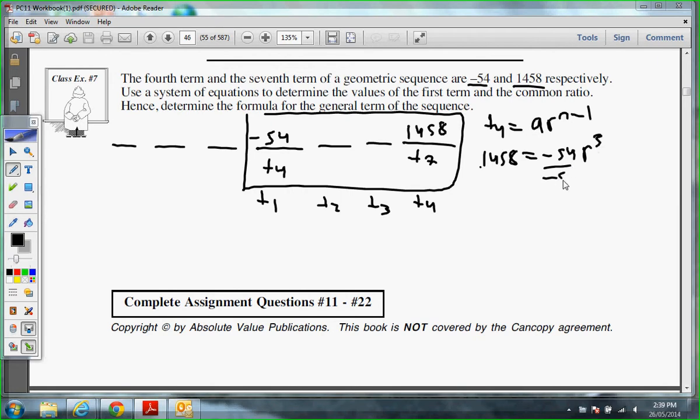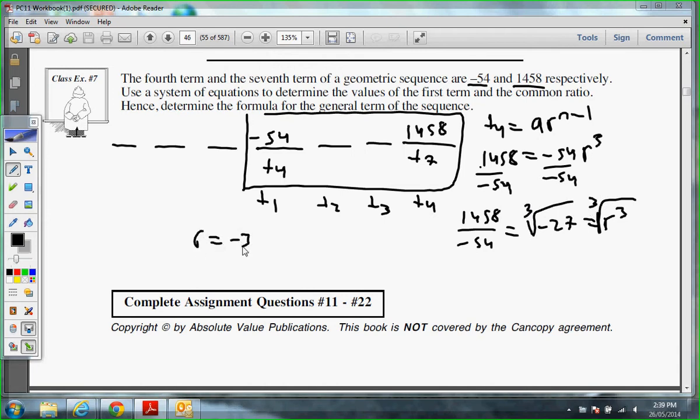So we divide by negative 54 on both sides. That gives me negative 27 equals R cubed. Cube root, that gives me negative 3. So my common ratio is negative 3.